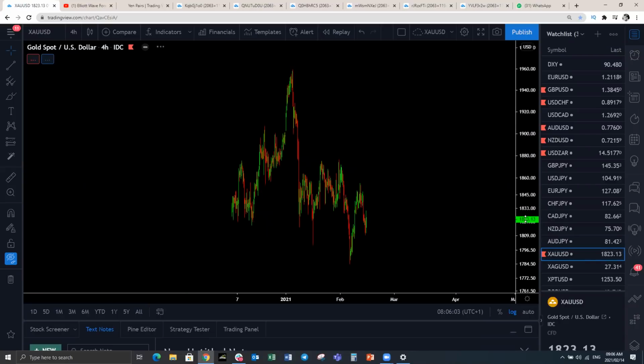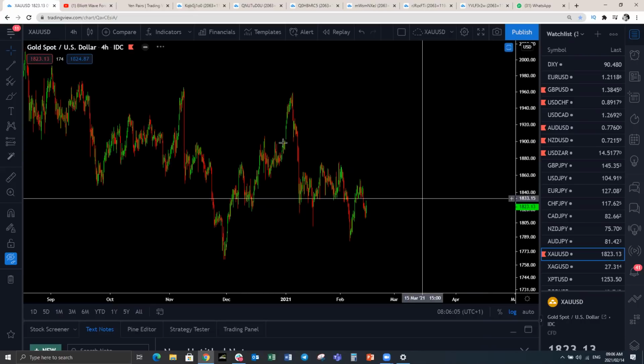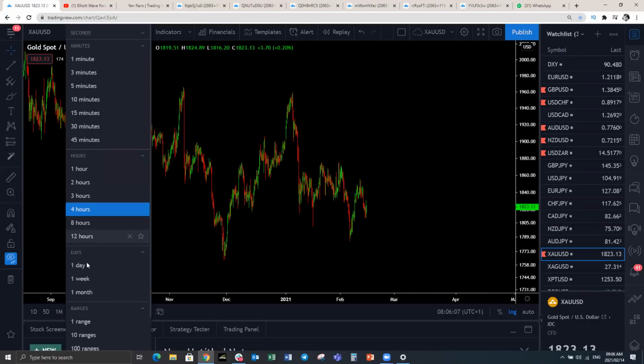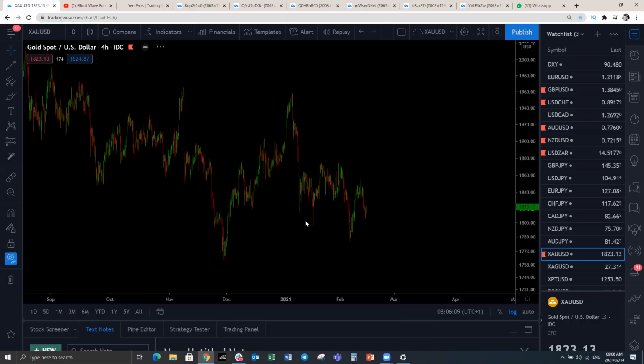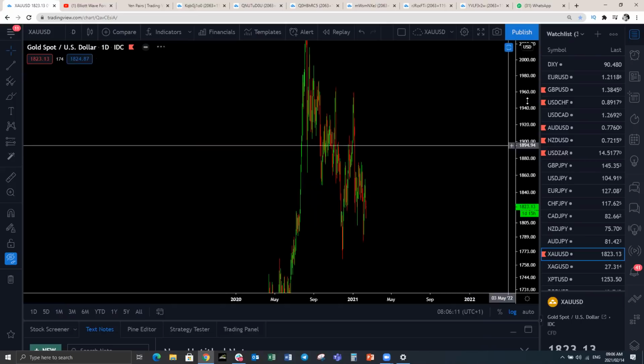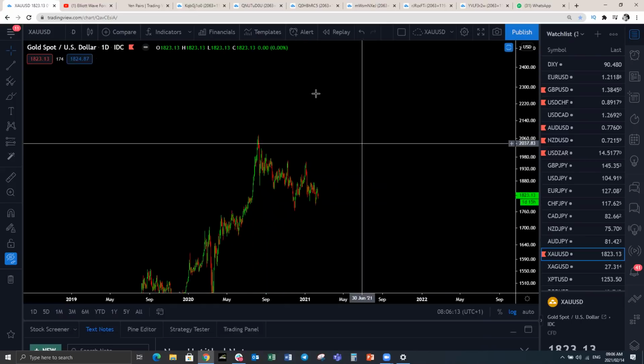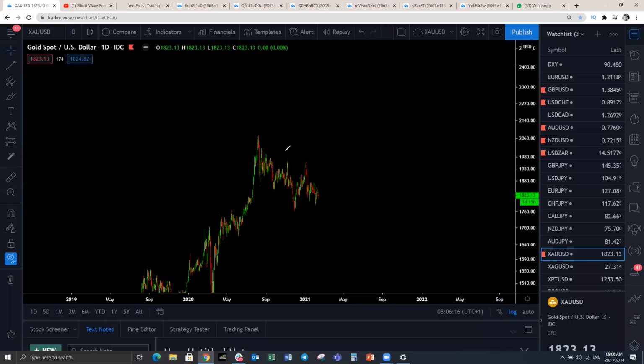Let's have a look at gold. Gold is starting to look a little bit tricky. Let's have a look at it on the daily and look at the bigger structure. So this is gold here on the daily. We have been looking for gold to give us this structure, which is 3 waves down and 3 waves to the upside and 3 waves down. But these last 3 waves, we're expecting it to be this whole corrective structure.